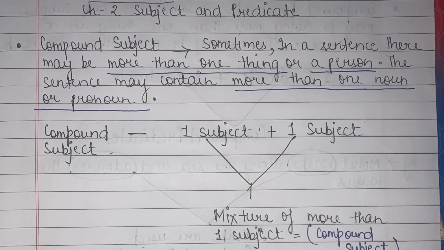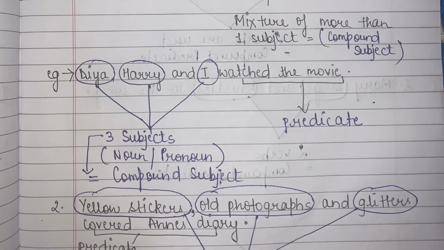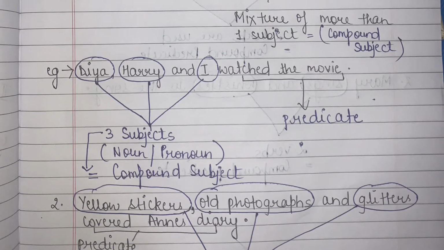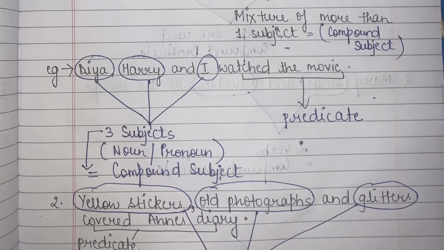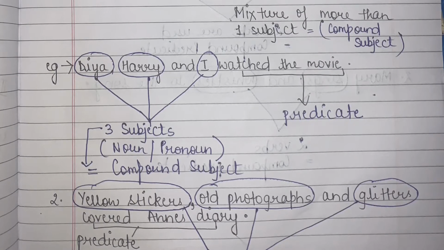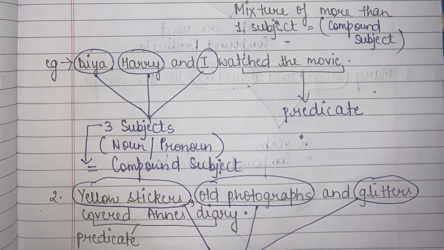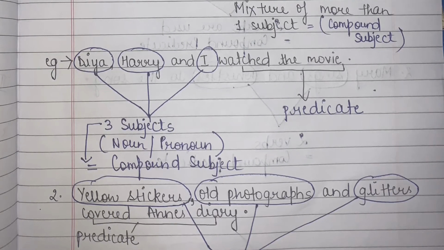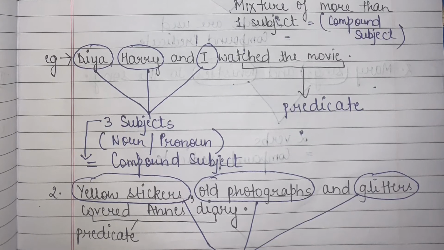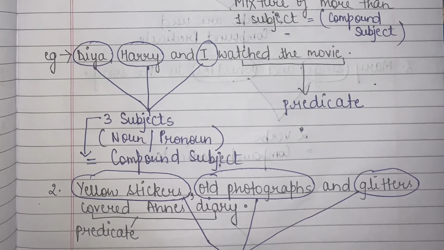So now let's clear this with the help of an example. If I have this sentence, Dia, Harry and I watched the movie, full stop. I told you when we did the concept of subject that in a sentence, if I have the name of a person, a noun or a pronoun, that would be my subject. So in this particular sentence, I have three names: I have Dia, Harry and one pronoun, that is I.